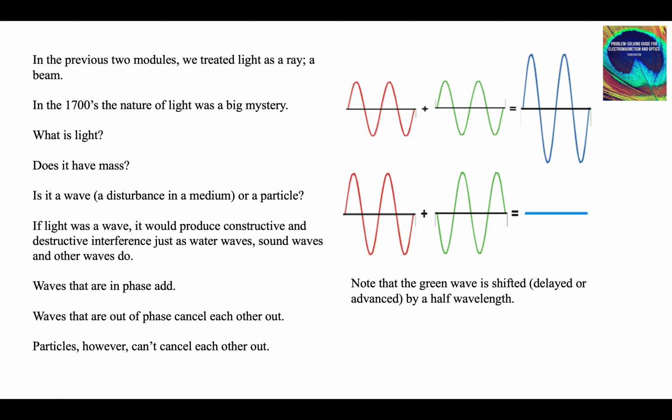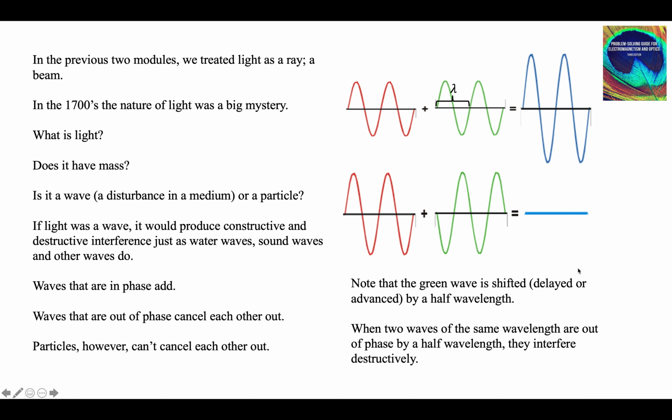So the green wave is shifted. It's delayed or advanced by a half wavelength. Here's the wavelength right here. It does this, and then it does it again. That's the definition of the wavelength. If you shift it by half, we're moving this point over here. Shift it by half a wavelength, they destructively interfere, and you get nothing.